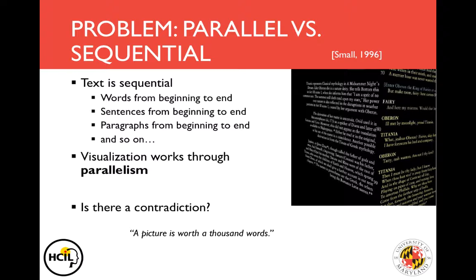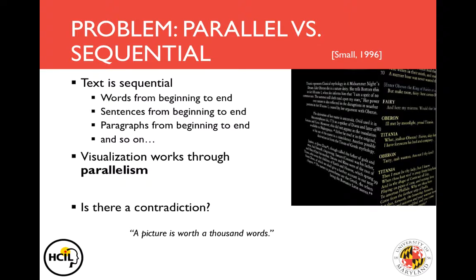But visualization works from doing a whole bunch of things at once. We can look at a visualization and at the same time see the lines and the colors and the shapes and the outliers. We don't need to look for each of them individually. We can, in parallel, see all those things at once, which is why we're so good at extracting information quickly from visualizations. So it's a challenge to think about text where the order matters.